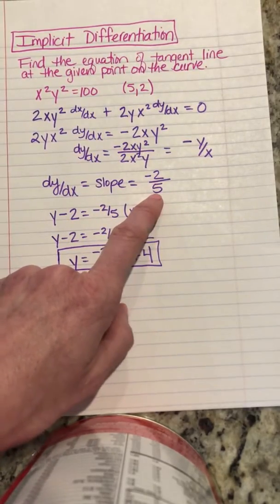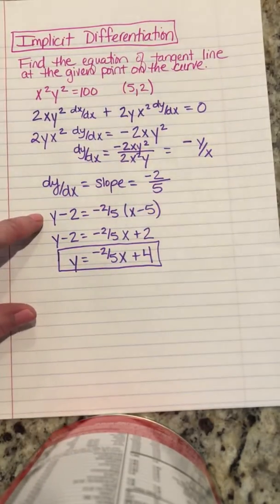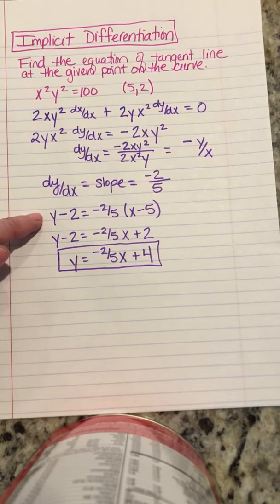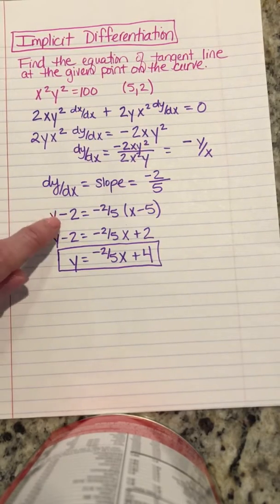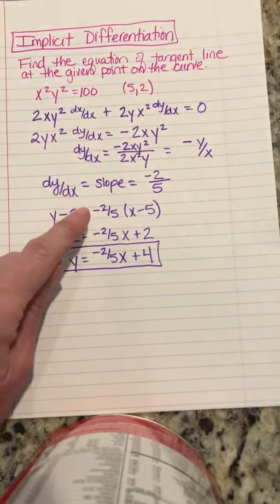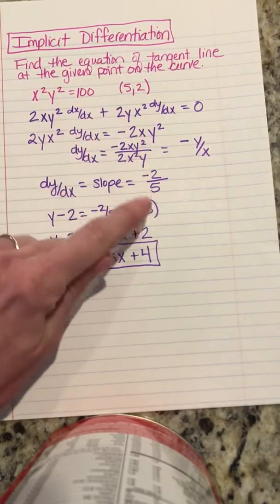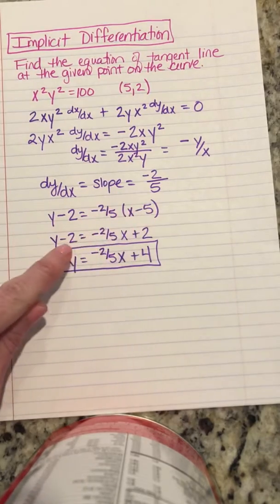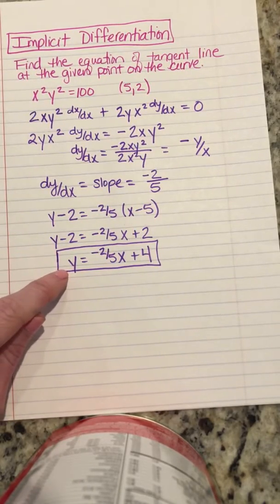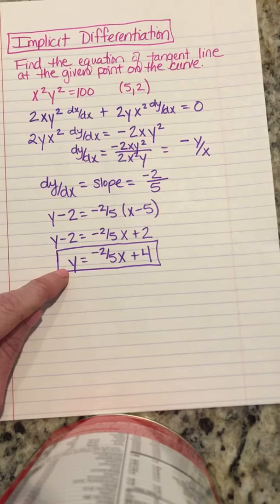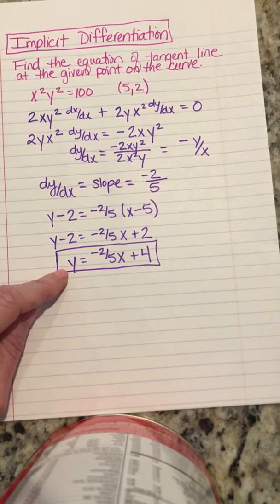So I plug in negative y over x to figure out what my slope is. It's negative 2/5. I go back to my favorite point slope form of my line. So I get y minus y1, which is 2, equals negative 2/5 times x minus x1, which is 5. I distribute and I rearrange, and y equals negative 2/5 x plus 4.